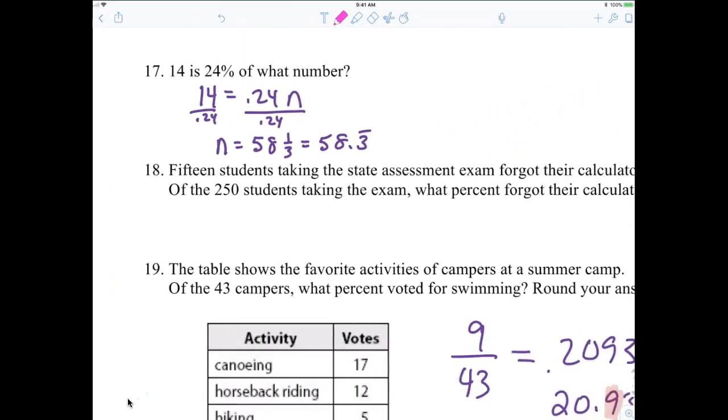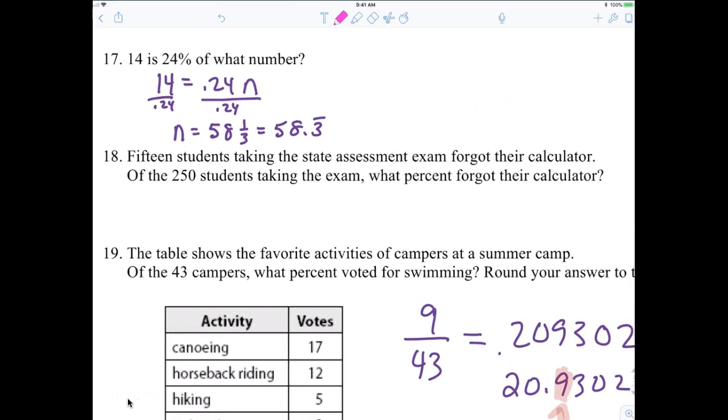All right. Go ahead, read it real quick and tell me. 15 students taking the state assessment exam forgot their calculator. Of the 250 students taking the exam, what percent forgot their calculator? So it would be what? So would you start off with n?